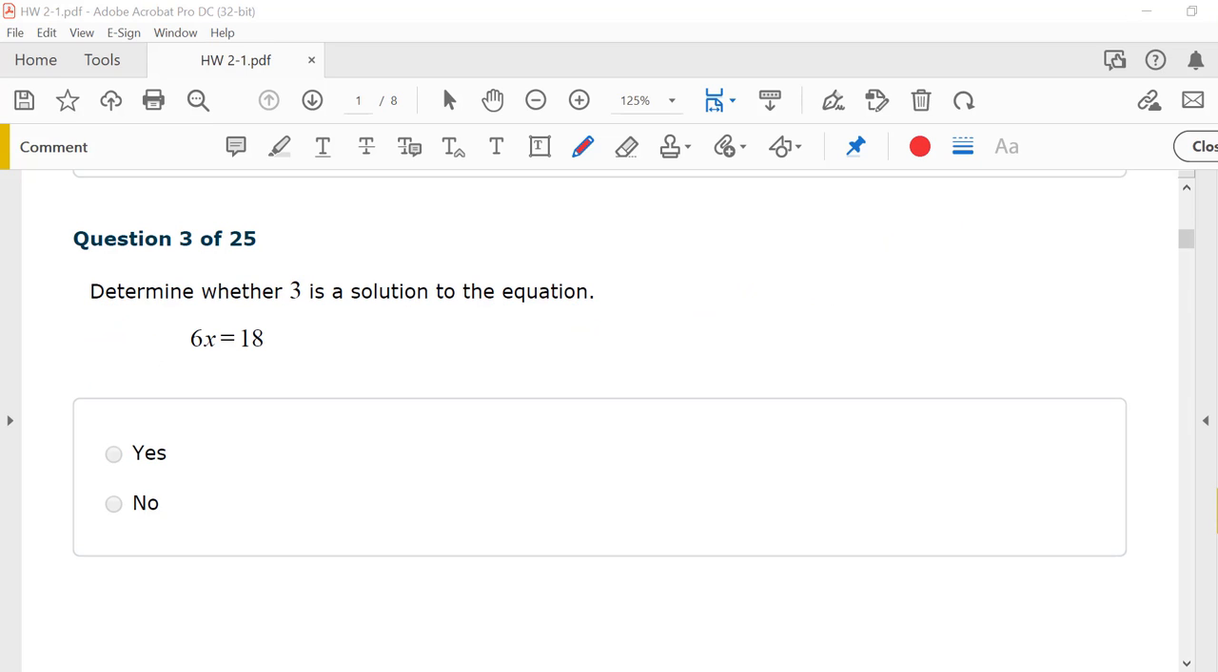All right, number 3, determine whether 3 is a solution to the equation. Here's your equation, 6x equals 18. We're going to plug in 3 for x. So 6 times 3, is that equal to 18? And the answer is yes. So 3 is a solution to that equation.